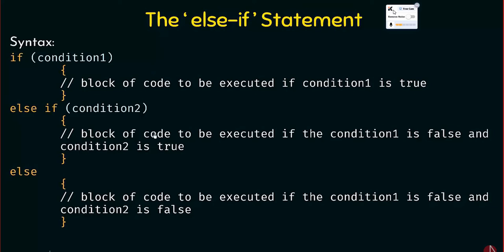So here we have the block of code to be executed if condition 1 is false and condition 2 is true. That means if this is false and if this is true, then this particular block of code will be executed. Now if this is also false, that means if condition 1 is false and 2 is also false, then we have an else statement and this will be executed when condition 1 is false and condition 2 is also false. So this is the syntax that we have for the else if statement in C++.